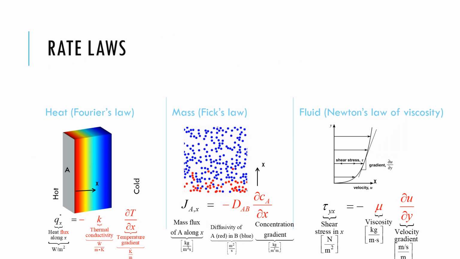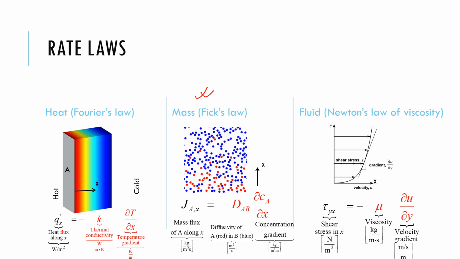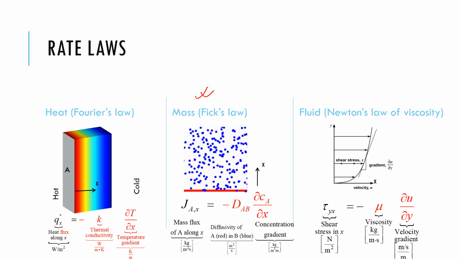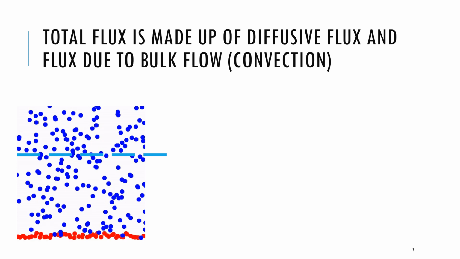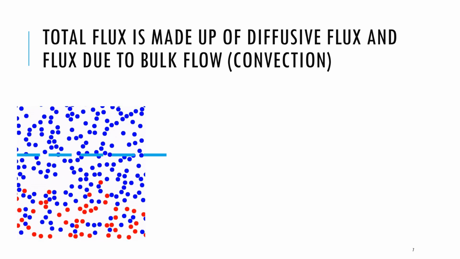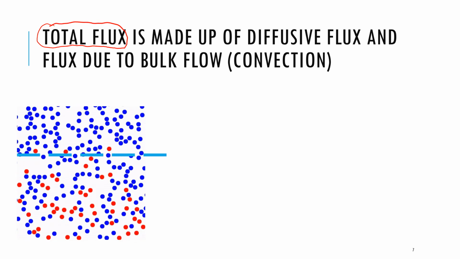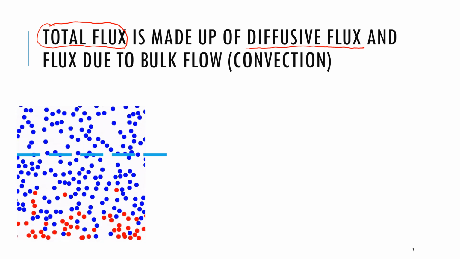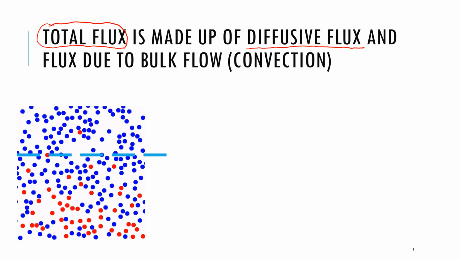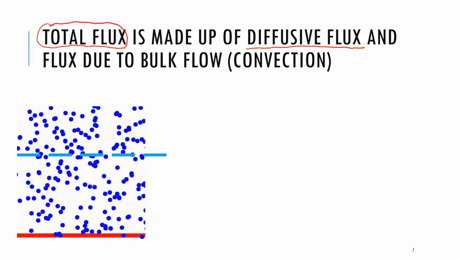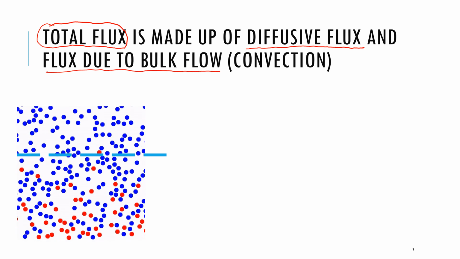Back to these rate laws, and let's just pick one of them to make a point. So I'll pick the mass equation. It has a nice, colorful animation, so it would be easier to make the point with this. Now I want to bring in an important concept of what is total flux. So what we discussed so far are diffusive fluxes, either for heat, mass, or momentum. And to that, we also add flux due to bulk flow. So let's try to see that using this animation.